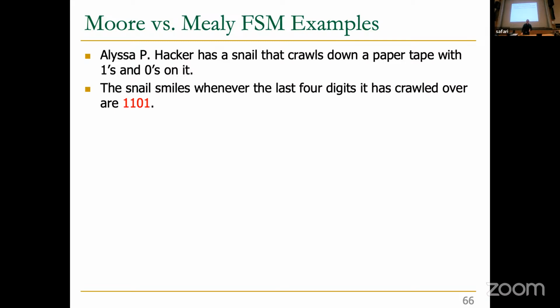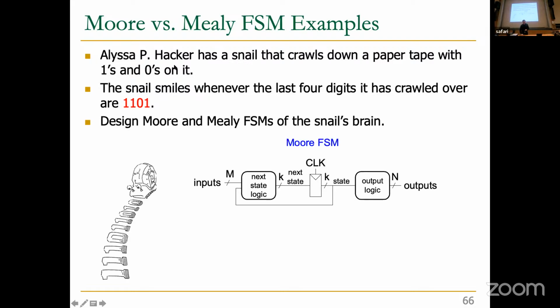So basically you're modeling, in this particular case, you're not designing the snail, you're modeling a snail's brain. And the snail happens to be a somewhat intelligent snail. It's able to interpret the bits or digits that it crawls over. And if it actually sees a sequence 1101, it basically smiles. Magic, right? Basically, you're modeling the snail's brain. How do you do that?